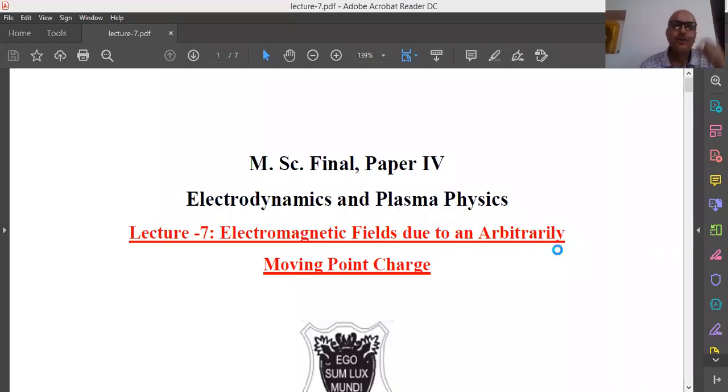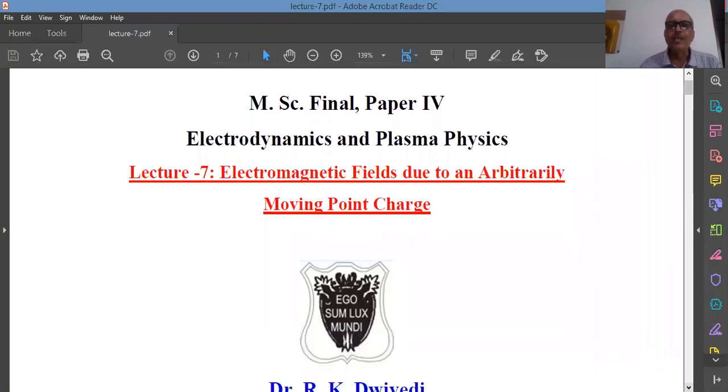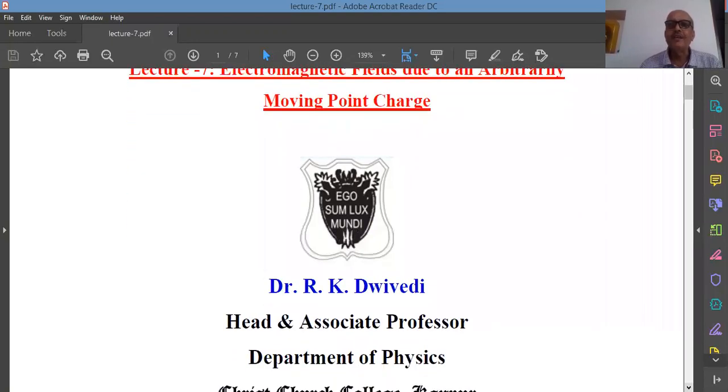Good morning. In today's lecture, I will be discussing electromagnetic fields due to an arbitrary moving point charge. In the last lecture, we discussed the Lienard-Wiechert potentials, which are basically the vector and scalar potentials. When we calculated the formula for them, we found that they are expressed in terms of the previous position of the charged particle, which we call the retarded position.